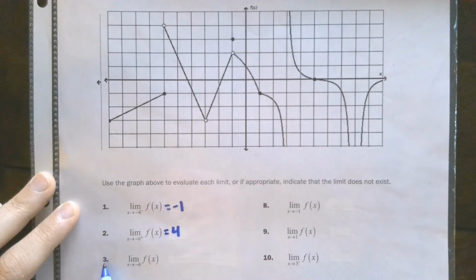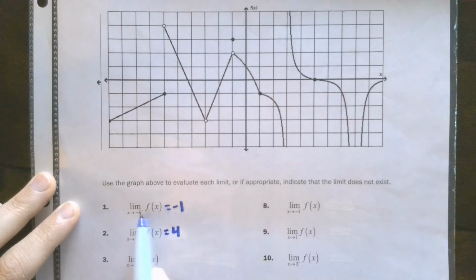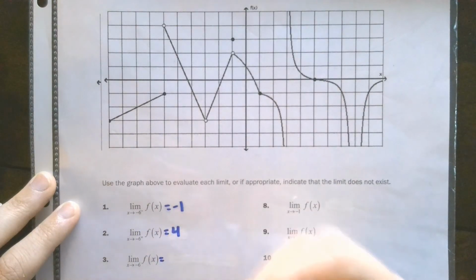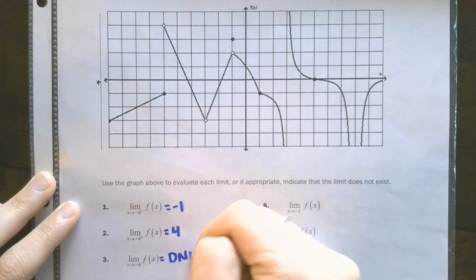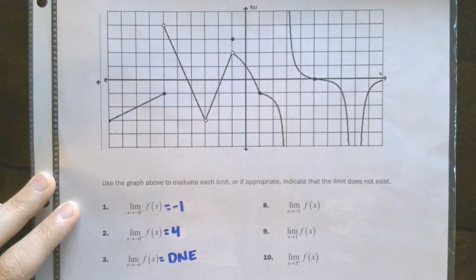And then our step 3 here is going to look at the overall limit. So remember, if my limit from the left is -1 and the limit from the right is 4, that means that my limit as x approaches -6 does not exist. It has to be the same from the left and from the right.